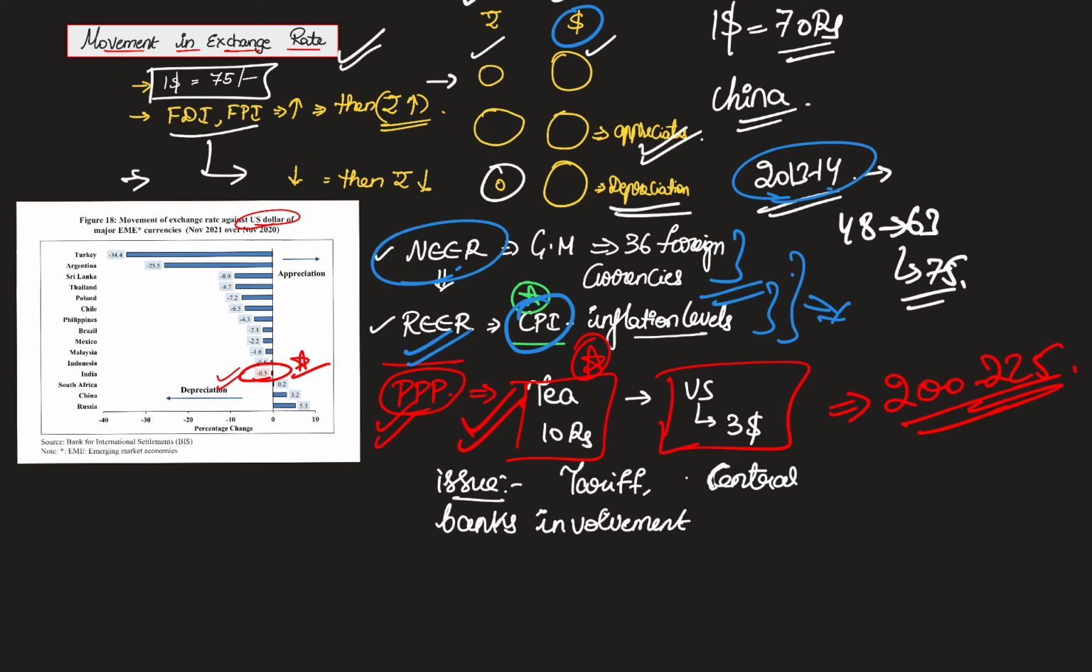But if you have to really use purchasing power parity, there are certain issues. Say the tea seller can sell at $3 in the US, he would be more than happy to do it. If it is available for 10 rupees in India, and if this tea seller can go to the US and sell it for 15 rupees, even he will be happier, right?